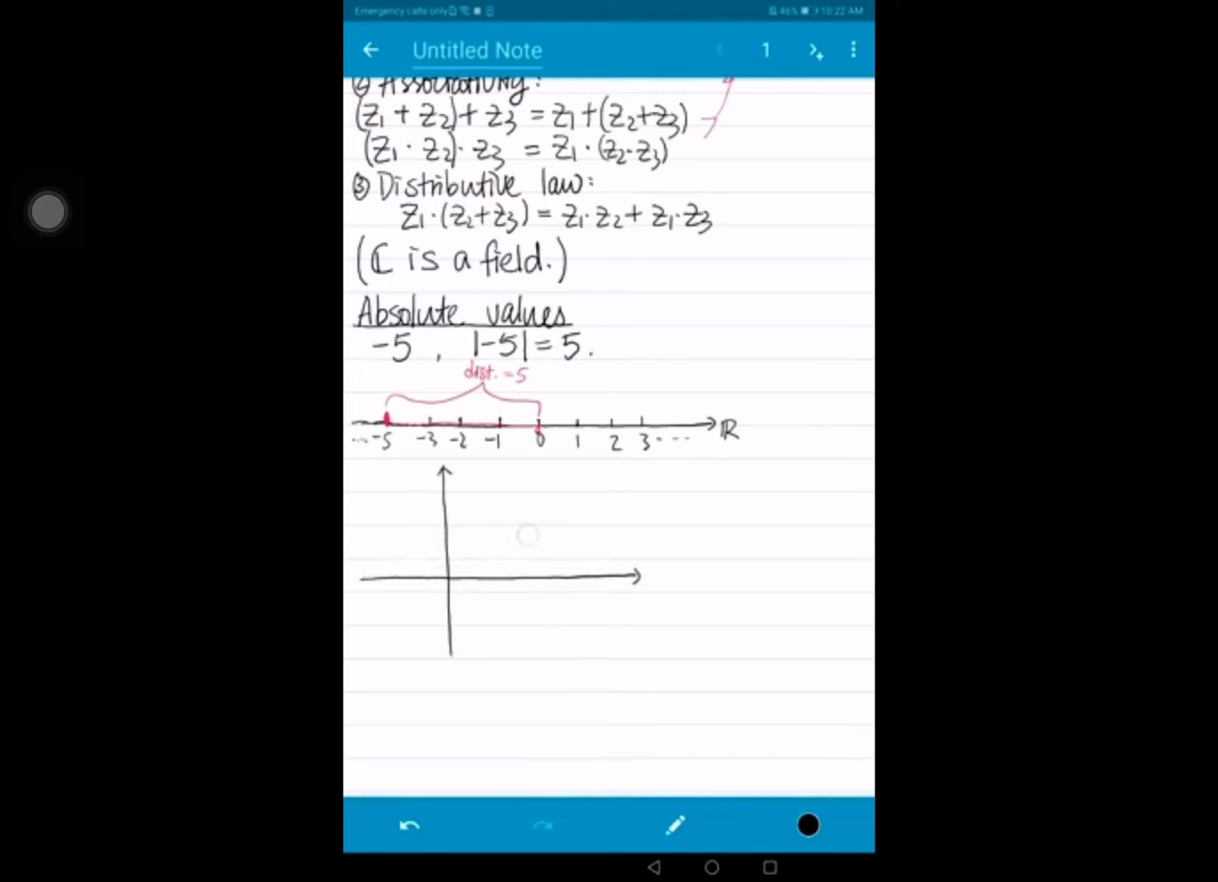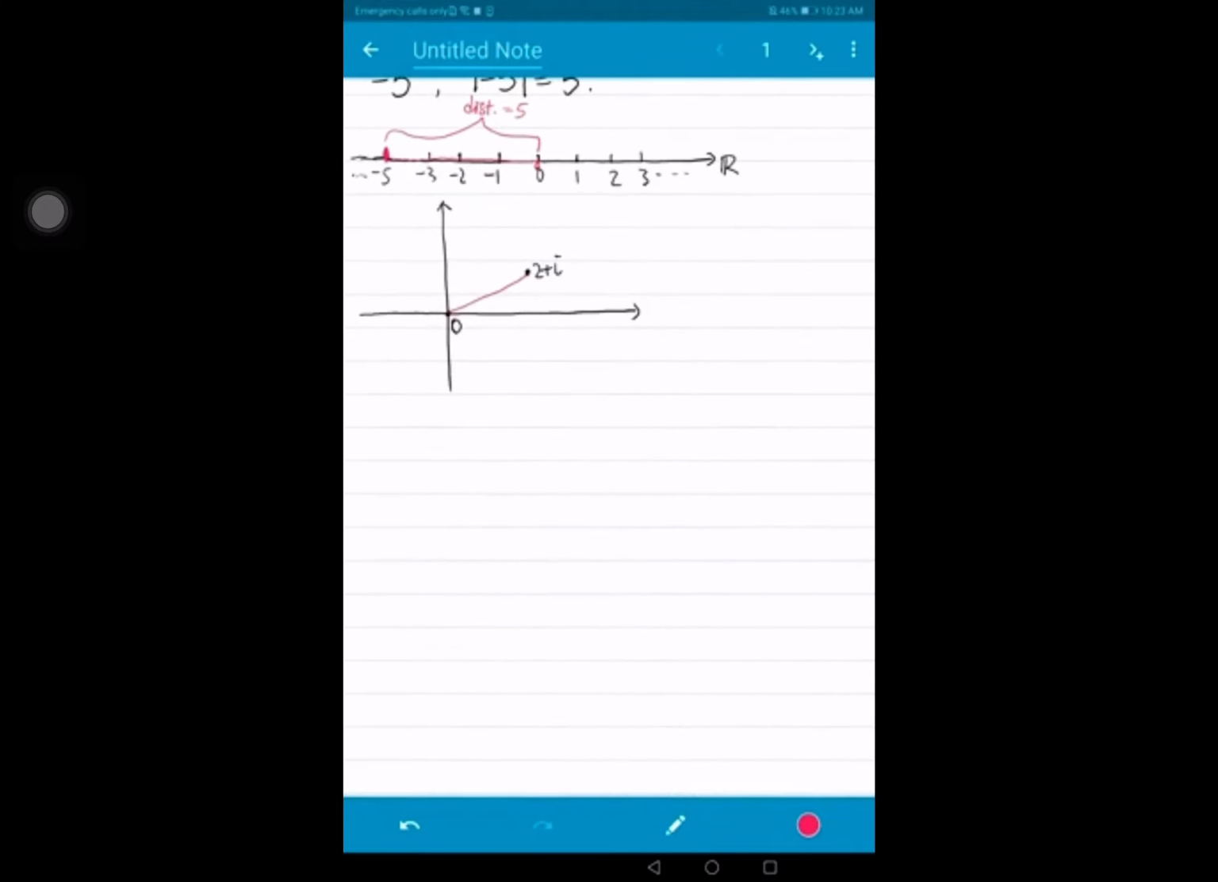So we had the example where we have 2 plus i, right? And here I have the origin, which is 0 and 0. And I can ask, what is the distance between 0 and this point 2 plus i in R2, right? So how do you do this? Well, what is this distance?